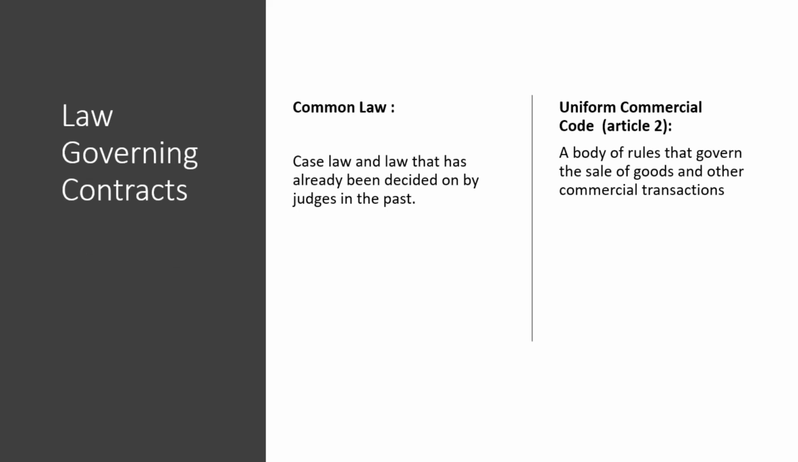So, what is governing contracts? Let's look first at common law. Common law is really case law, or law that has been decided by previous judges in the past, and that sets the precedent for following cases. And then we have the Uniform Commercial Code, Article 2, which is what governs the sale of goods and other commercial transactions.